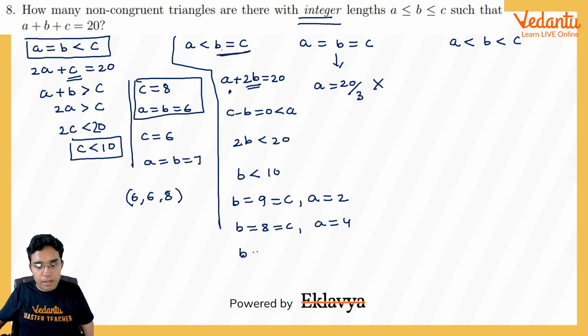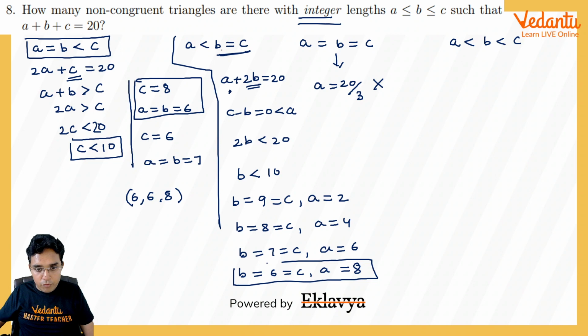If I take B equal to 7 equal to C, then this A will be equal to 6. B is equal to 6 is equal to C, then this A will be equal to 8. But we wanted A to be less than B or C, so I think this case is rejected. We got solutions only till these 3 steps.